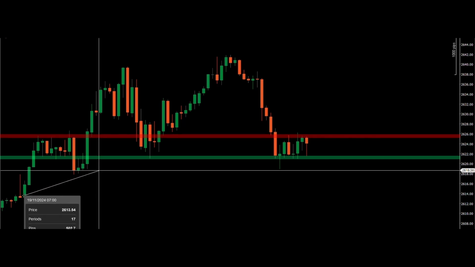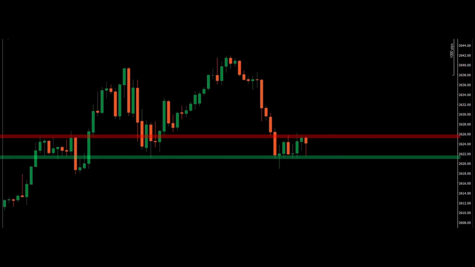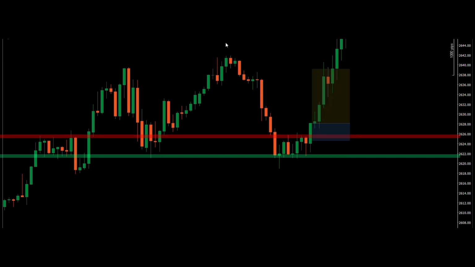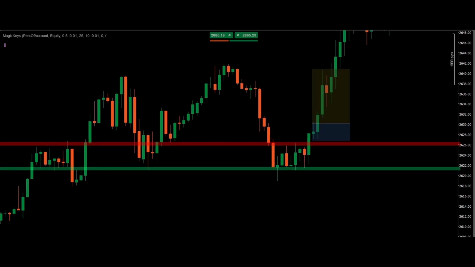Let's see what happened next. Look at that. Price broke resistance and closed above it. This is our confirmation candle. Rule number 2 satisfied. Entry will be here. Stop loss is based on yours. You can put it at current candle low or you can put it below the previous candle.